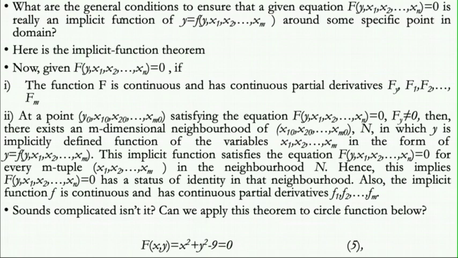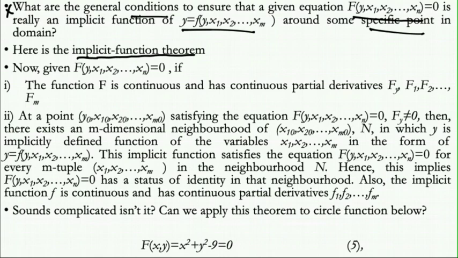Now, what are the general conditions to ensure that a given equation of implicit function like this is really an implicit function of an explicit function, around some specific coordinate or point in the domain? This statement is trying to say: what are the conditions that we can have so that we know that the explicit function actually has an implicit function? Because some explicit functions don't have implicit functions. So in this case, we need to understand the implicit function theorem.